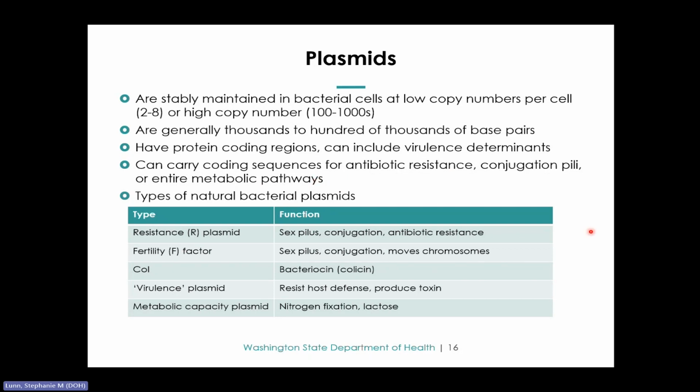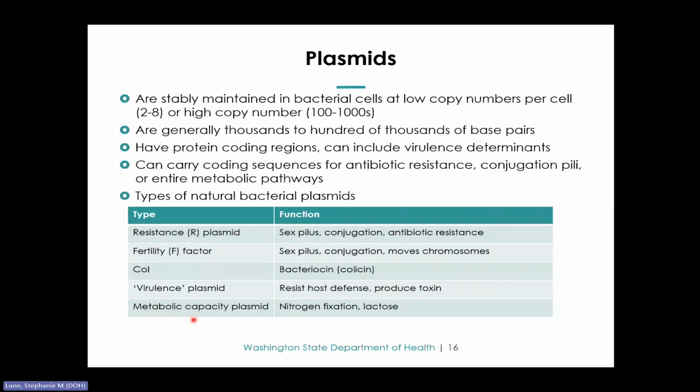Now, there are different types of natural bacterial plasmids, and these include resistance plasmids, which can carry antibiotic resistance. There's the fertility plasmid, which, like resistance plasmids, can encode the conjugation apparatus, but these can move the chromosome. Some plasmids are col plasmids, coding for bacteriocin, which is a type of toxin that can kill other bacteria. There are also virulence plasmids, which code for proteins involved in resisting host defenses or producing toxins.